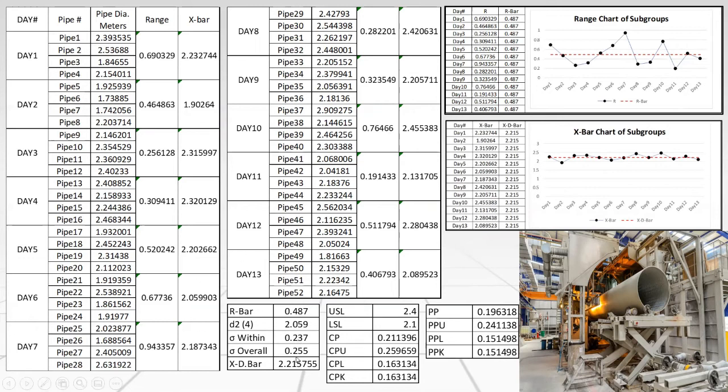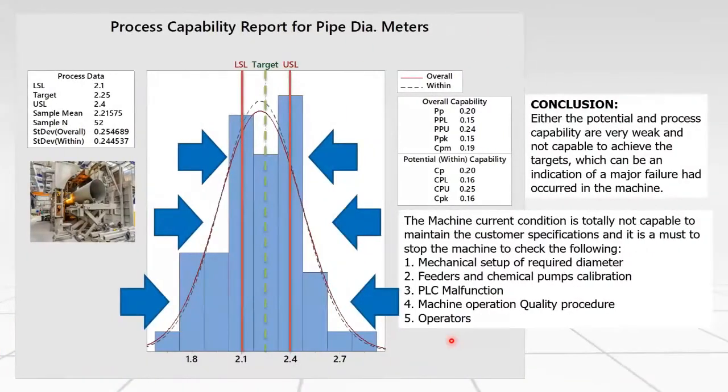Even if we refer now to the potential capability and the potential performance, the potential capability is 0.2, and even the Cpk, the process capability index, is 0.16, which is a big failure. So either there is a problem in the setup of the machine, that probably this machine has just started up after the setting of the machine, or there is a major failure in the machine that needs an immediate stop for the production line and check the problems.